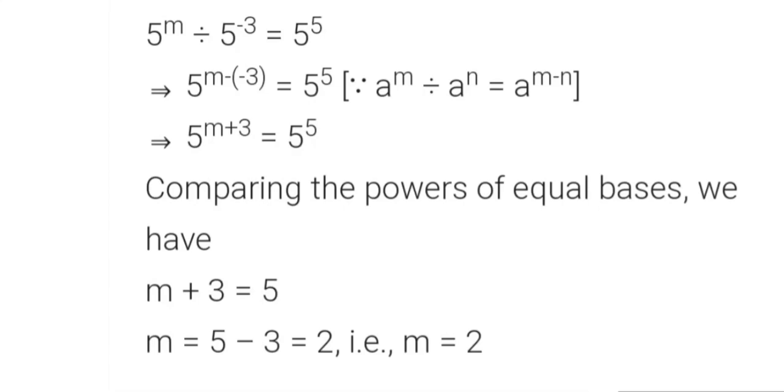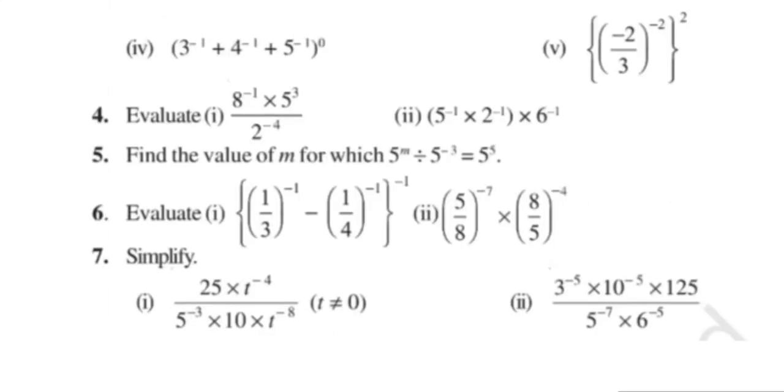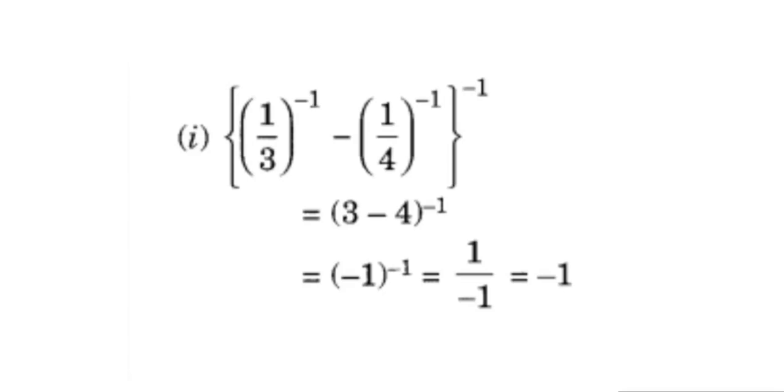This is the answer. Number 6, evaluate number 1. (1 upon 3) raised to power minus 1 minus (1 upon 4) raised to power minus 1, and the whole power is minus 1. So this 1 upon 3 raised to power minus 1 we can write 3, and minus, this will come 4, and the whole power is minus 1. So 3 minus 4 is minus 1 and whole power is minus 1. So it will come 1 upon minus 1. It means the answer is minus 1.